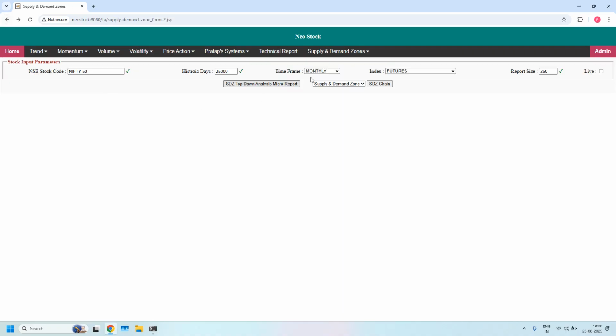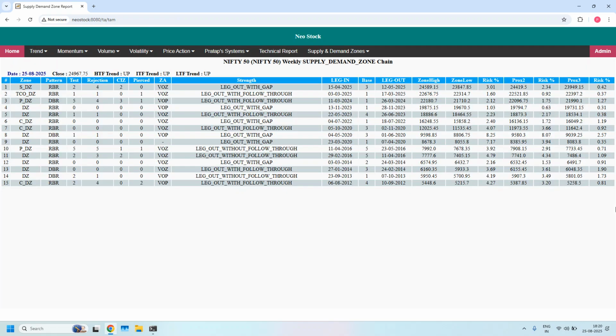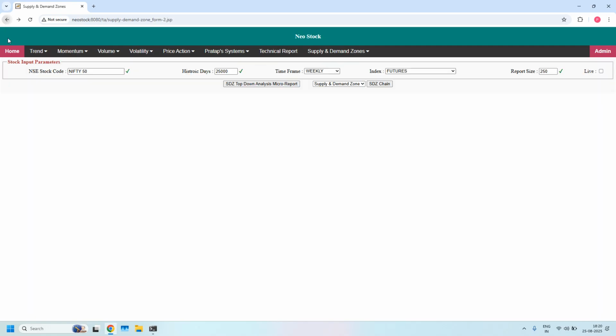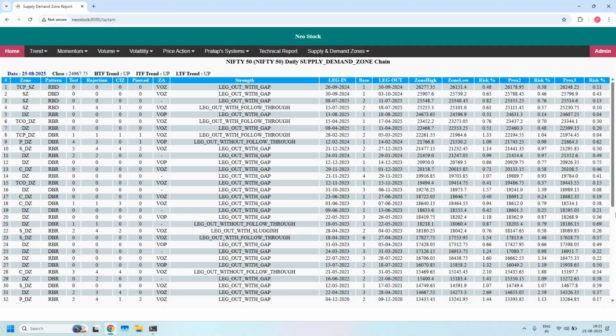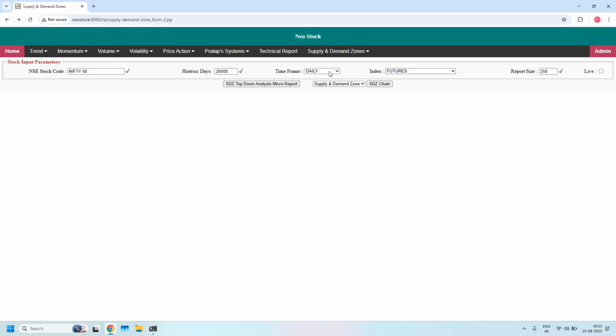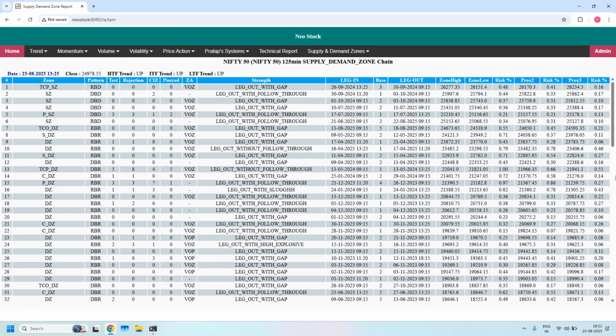Okay, next, generating weekly supply demand zone chain for NIFTY. Next, generating daily supply demand zone chain for NIFTY. Next, generating 125 minutes supply demand zone chain for NIFTY.